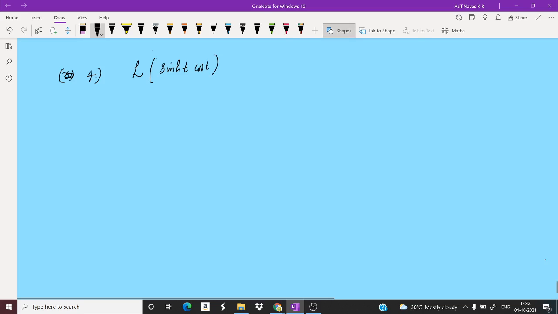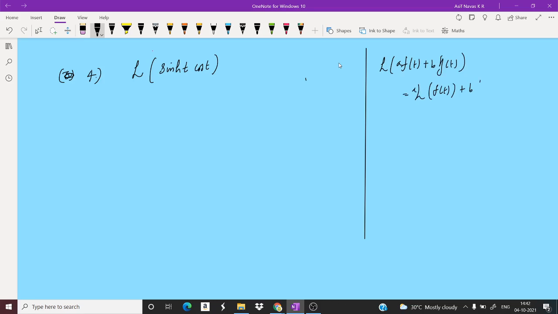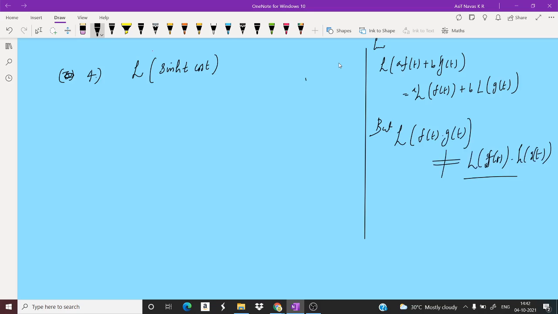We know that the Laplace transform of a f(t) plus b g(t) is equal to a times the Laplace transform of f(t) plus b times the Laplace transform of g(t). So this is linearity. But L of f(t) times g(t) may not be equal to L of f(t) times L of g(t). So we cannot use this.